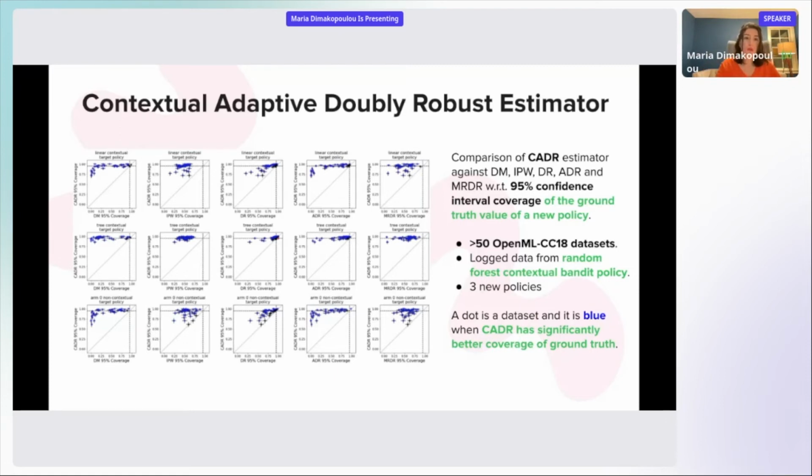Each dot again represents a dataset, and it is blue when the contextual adaptive doubly robust estimator has significantly better coverage than other baselines. And we see that across all our experiments, the confidence interval of contextual adaptive doubly robust has better coverage of the ground truth than any other baseline, which can be attributed to both the unbiasedness but also the asymptotic normality of contextual adaptive doubly robust for agents and environments that are personalized.